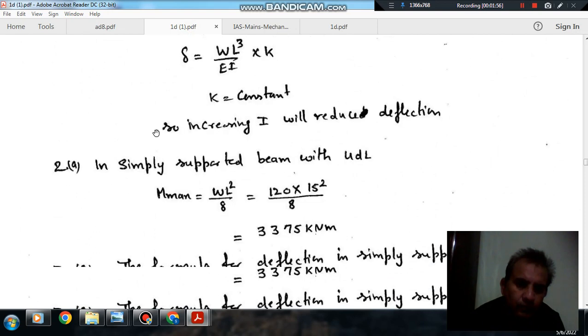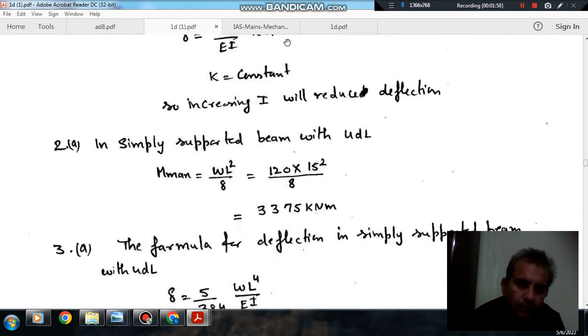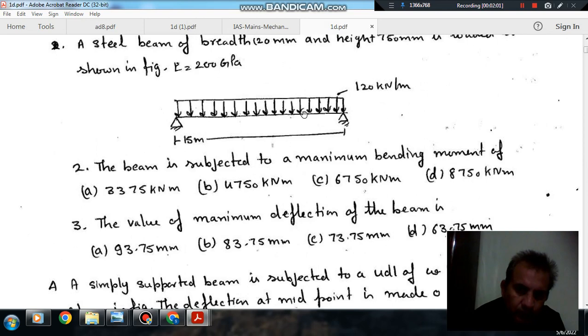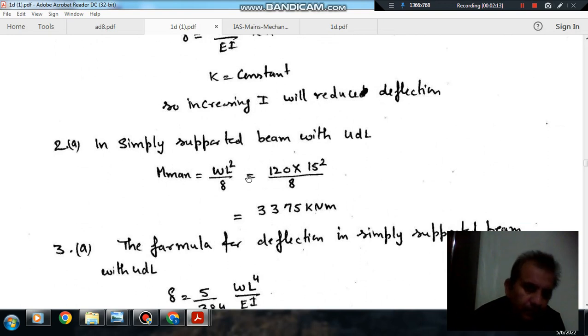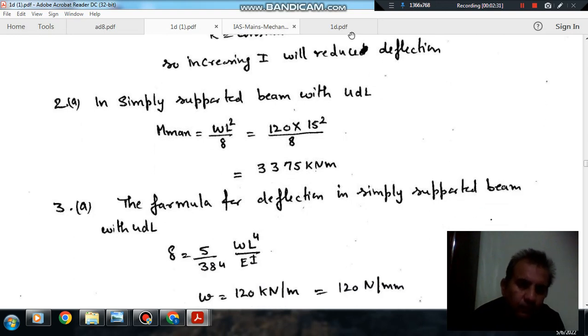So this is your simply supported beam, and this is 15 meters, with 120 kN per meter. The maximum bending moment is given by WL² by 8 in case of a UDL on a simply supported beam. So W is 120 kN per meter, and L is 15 meters, so it will be 3375 kN·m. So the maximum bending moment will be 3375 kN·m.